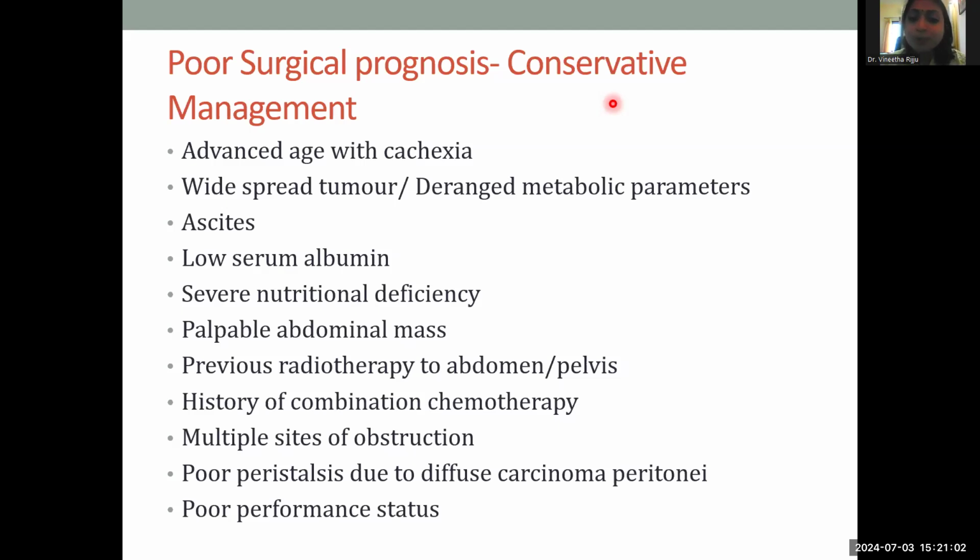Okay, and multiple sites of obstruction. If there is one point of obstruction and the patient is having complete obstruction, probably with a good PS, you could ask your patient to go in for surgery with a colostomy. But what if there are multiple sites of obstruction? Now, poor peristalsis due to diffuse carcinoma peritonei and generally poor performance status of the patient, all these tell you that it is better to manage this patient conservatively.